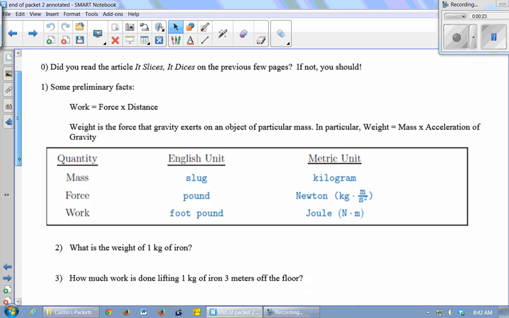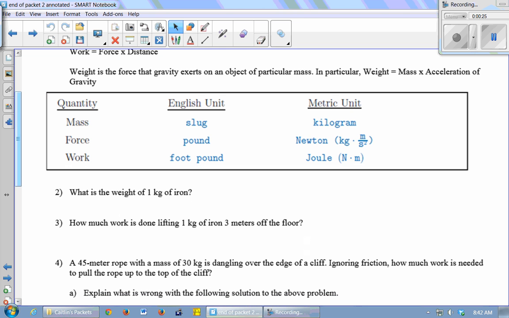Mass, the English unit for mass is a slug, and the metric unit is a kilogram. And you never hear the word slug because when we talk about the force of something in English units, what do we usually use? Pounds, yeah. Pounds is the unit for force in English units. Right, so that's why we have pounds here.